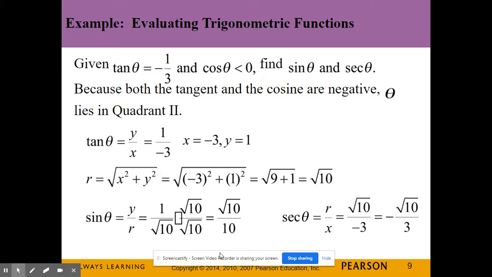You can then find your r value, which is root 10. You know that sine is y over r. You figured out that y is 1, and you figured out that r is root 10. So it's 1 over root 10. You got to rationalize it. It makes it root 10 over 10. Secant is r over x. So it's root 10 over negative 3. So then it's negative root 10 over 3.